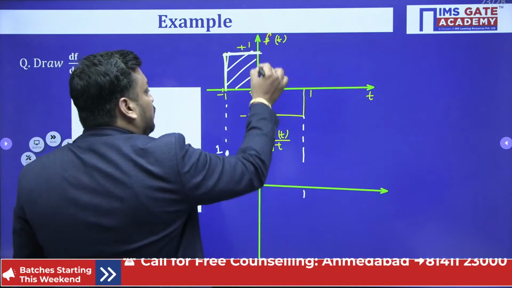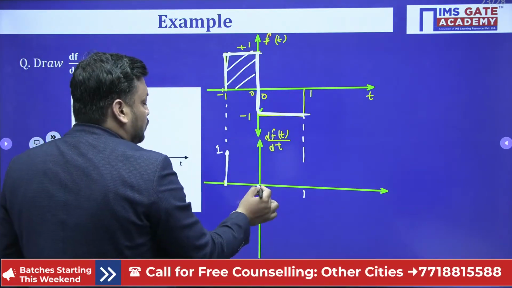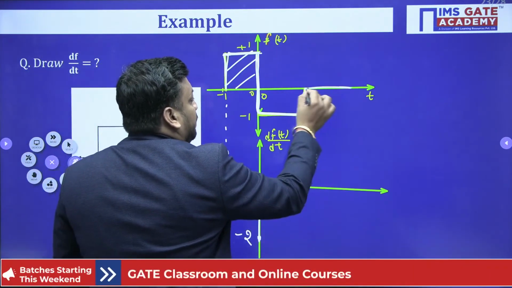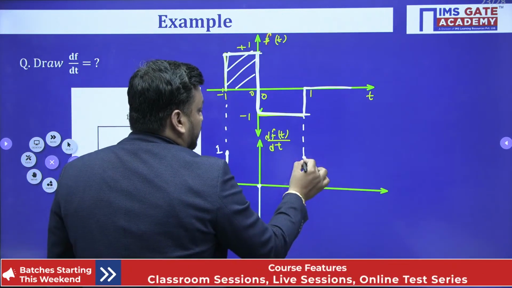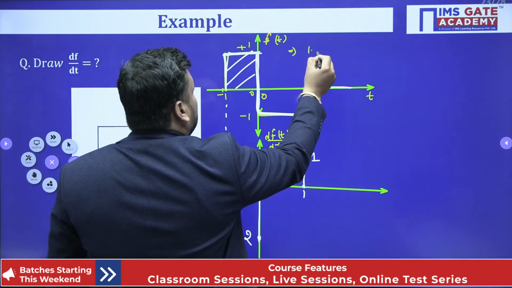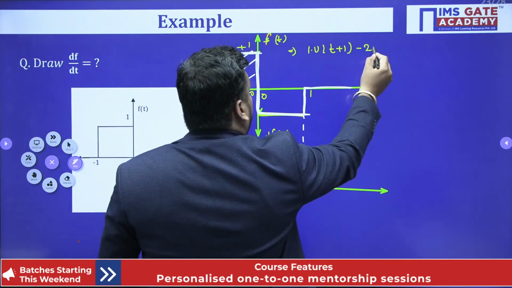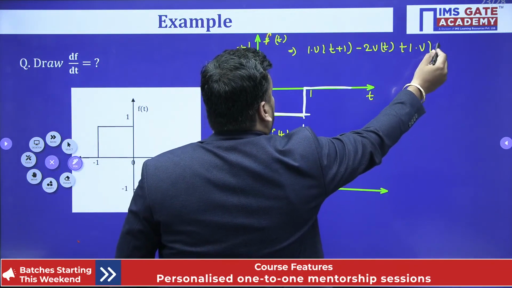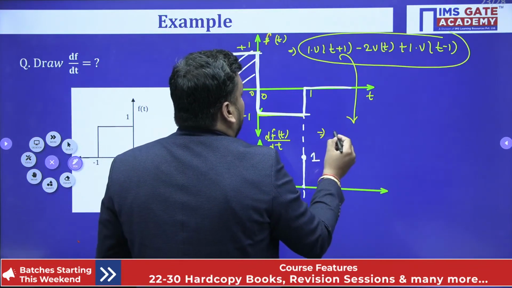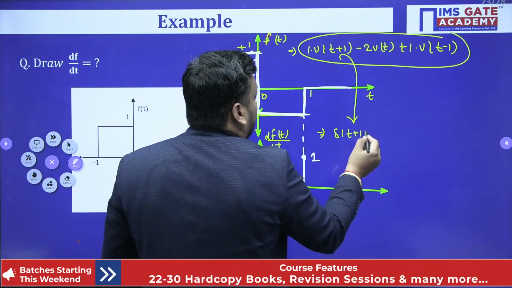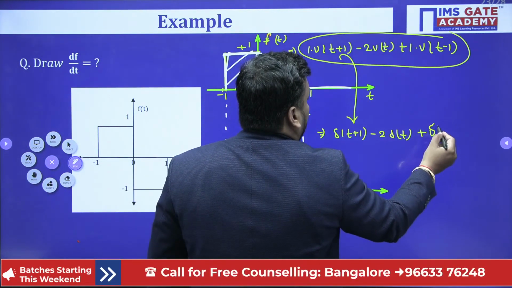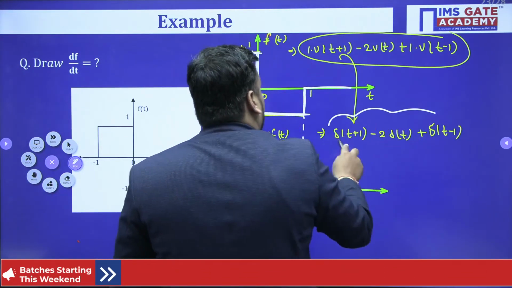After that, student, from here to here you will have a decreasing step of minus 2, so you will have a decreasing impulse of minus 2 weight, and finally you are having here plus 1 step, so you should write here plus 1 impulse. So it is quite easy actually, guys, as compared to the last one. This is u(t plus 1) minus 2 u(t) plus 1 u(t minus 1). This is my f(t) equation. So of course if I differentiate it, I will eventually get del(t plus 1) minus 2 del(t) plus del(t minus 1).